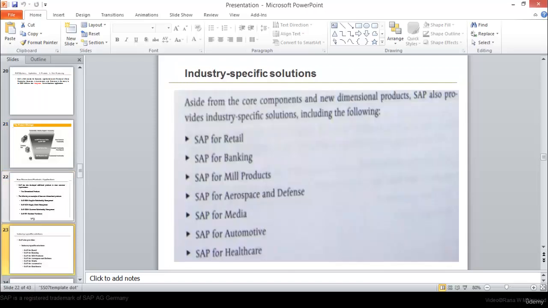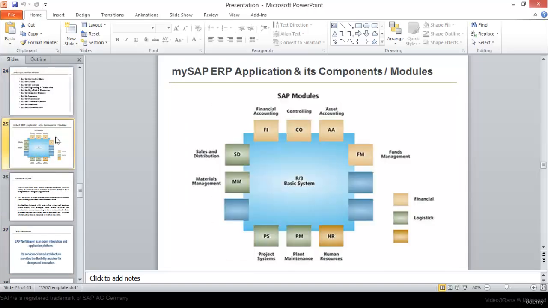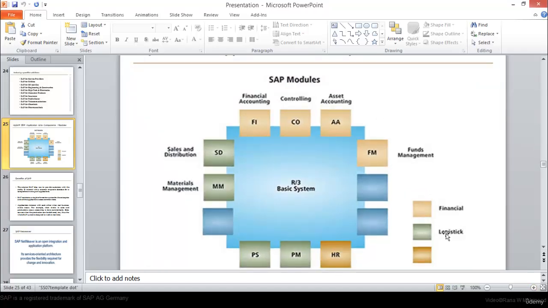So now, my SAP ERP is the software which we are using for our development, for our training. My SAP ERP application has three main components. The first one is financial, as you can see here. The second one is logistics, and the third one is human resources, or human capital management, which is called HCM. So the three main components of my SAP ERP are financial, logistics, and human capital management.